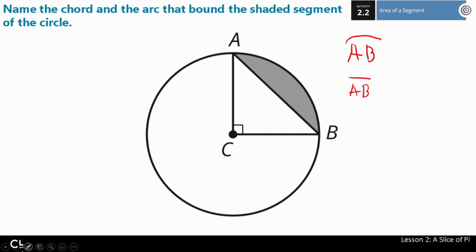So actually, let me change those colors. That's the arc AB. And then change color. And we have chord AB, is that. So we have our arc and we have our chord, and they make a segment, which is that shaded section.